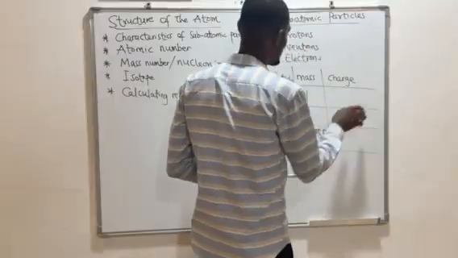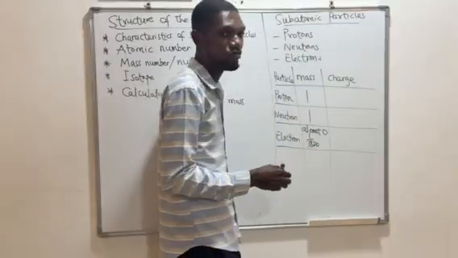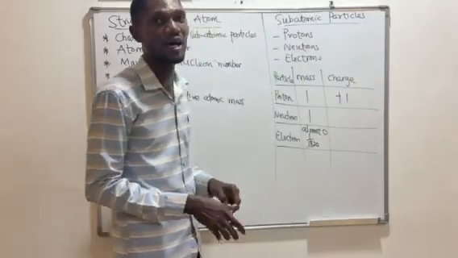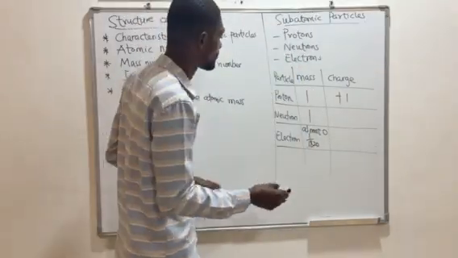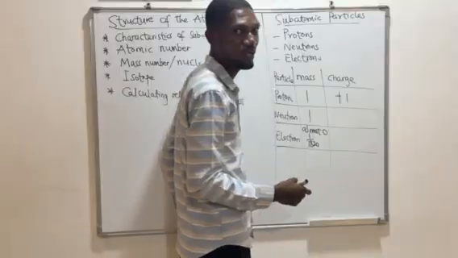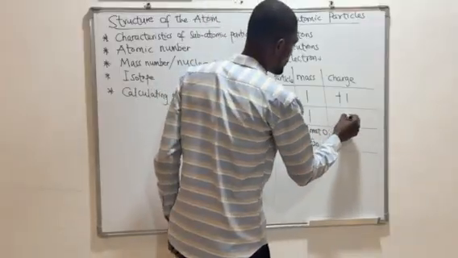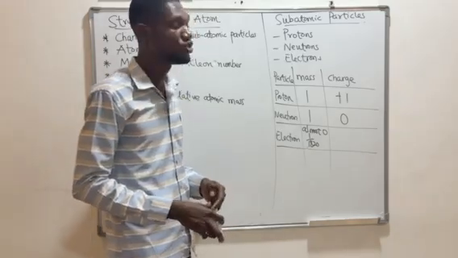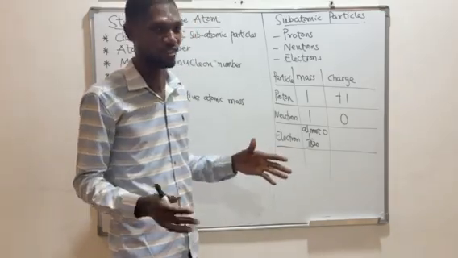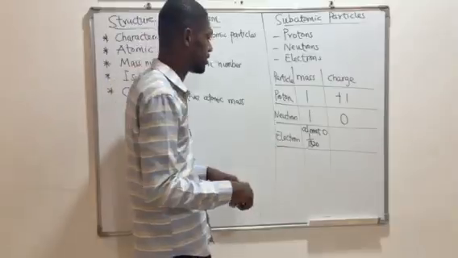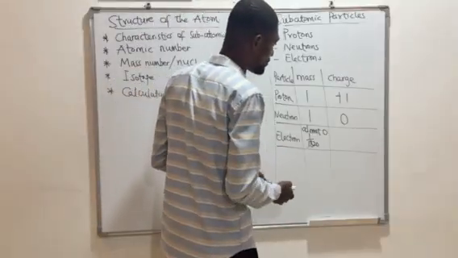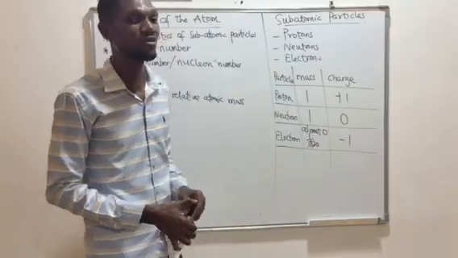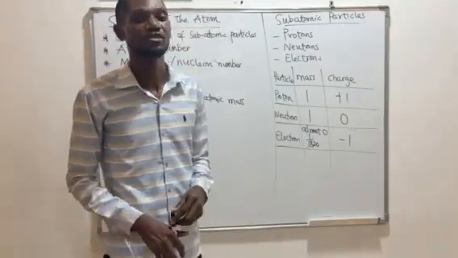Now, when we come to the charges, the charge of proton is +1. So we say protons are positively charged. The charge of a neutron is 0. So we say the neutron is neutrally charged, or it has no charge. So we say the neutron is neutral. And then we have the electron. The electron has a charge of -1. So we say electron is negatively charged.